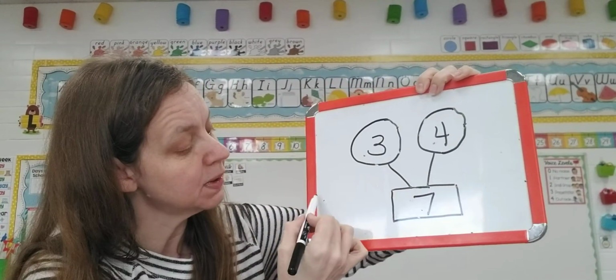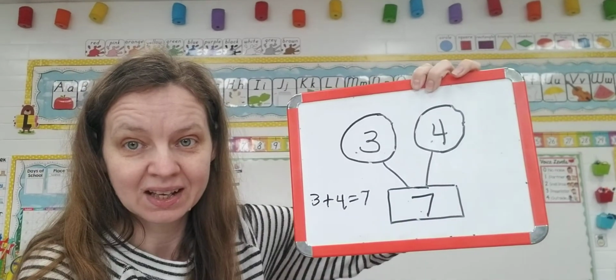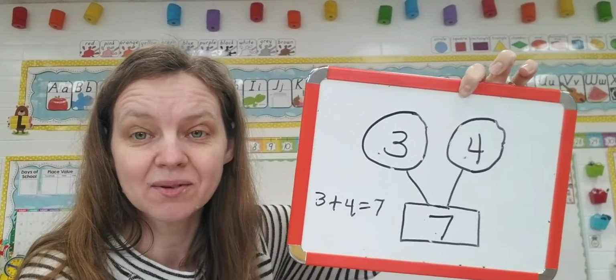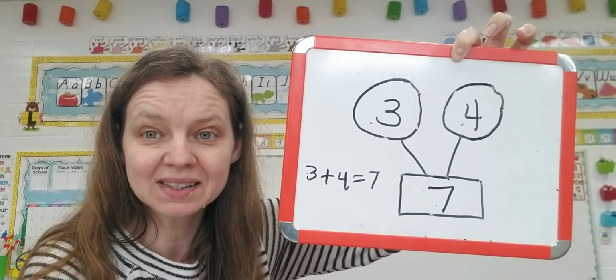I'm going to use those 3 numbers. 3 plus 4 equals 7. Awesome. I hope you got that correct. If you didn't, go ahead and fix it up. Make it look like this and keep on practicing.